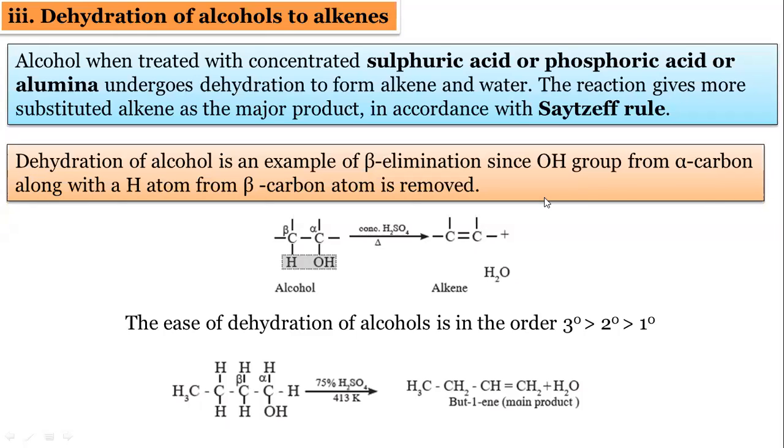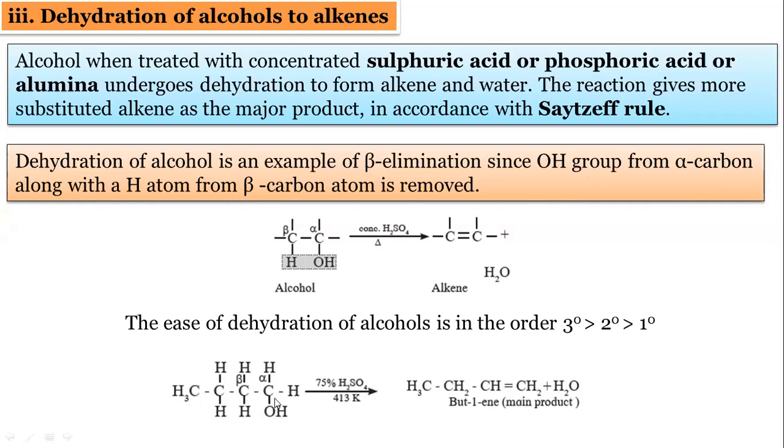Remember, the dehydrating reagents are sulfuric acid, phosphoric acid, and alumina. These are used for removal of the water molecule, and the reaction takes place according to this order: tertiary alcohols react first, then secondary alcohols, and then primary alcohols. So examples are given here.